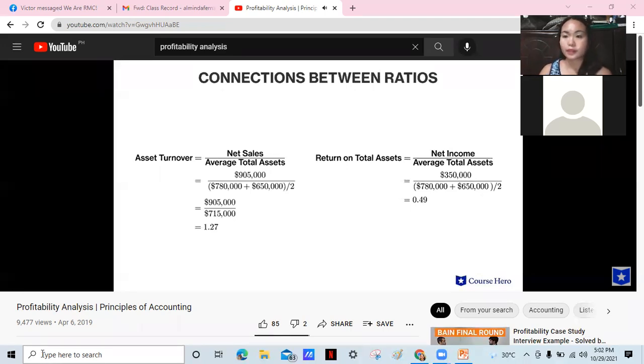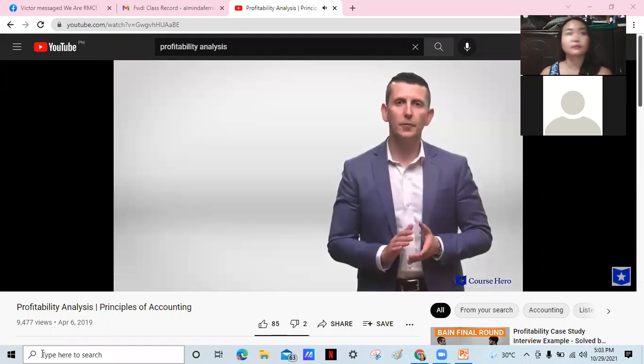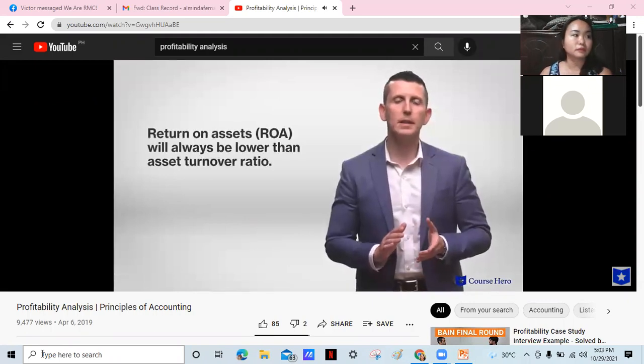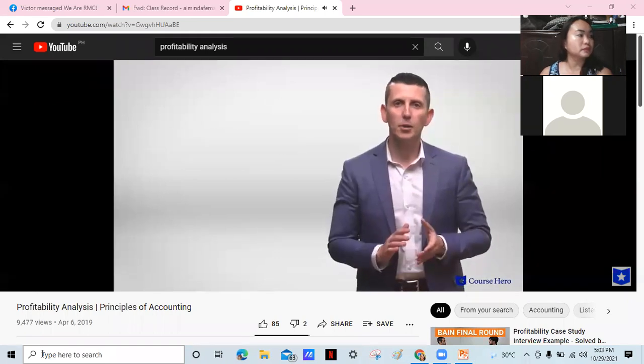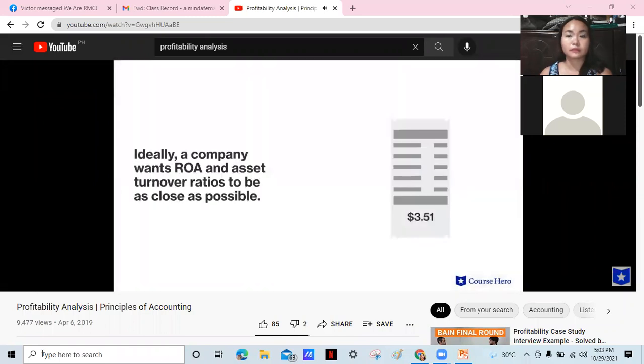It is important that you see connections among all these ratios. For example, the denominator in the return on asset ratio and the asset turnover ratio is the same, average total assets. However, the numerator in the asset turnover ratio is net sales, while the numerator in the return on asset ratio is net income. Net income is a subset of net sales. Therefore, ROA will always be lower than the asset turnover ratio. How much lower depends on how efficiently the company is operating. Ideally, a company would want these two ratios to be as close as possible, which would indicate that the company doesn't spend much on cost of goods sold and other expenses.